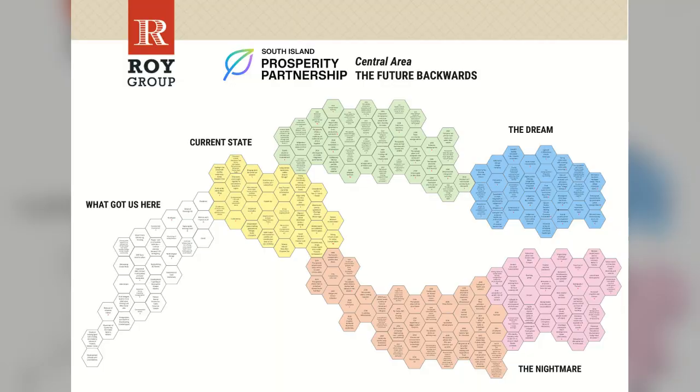Next, you'll find a visioning tool. In order to coordinate within our place economies, we actually need to know where it is that we're going. And so the future backwards exercise helps us take a group of collaborators through a structured visioning process. And this example is one that we did with a really fabulous facilitator through the Roy Group.